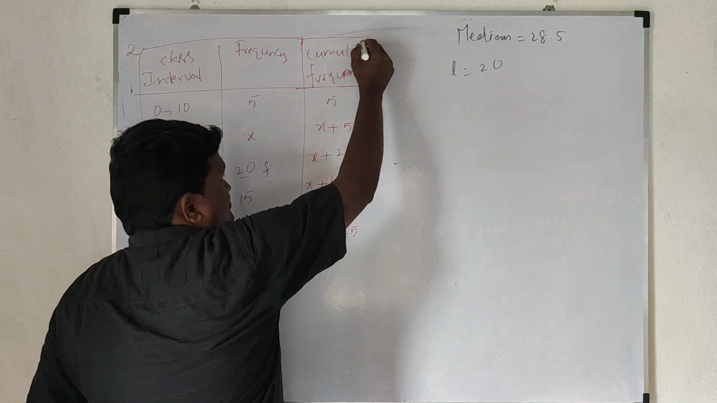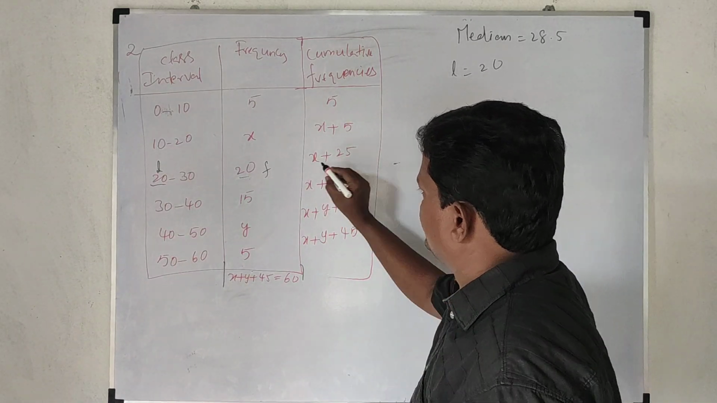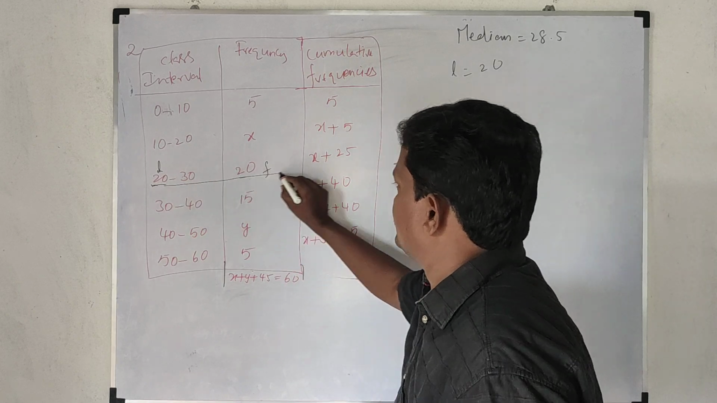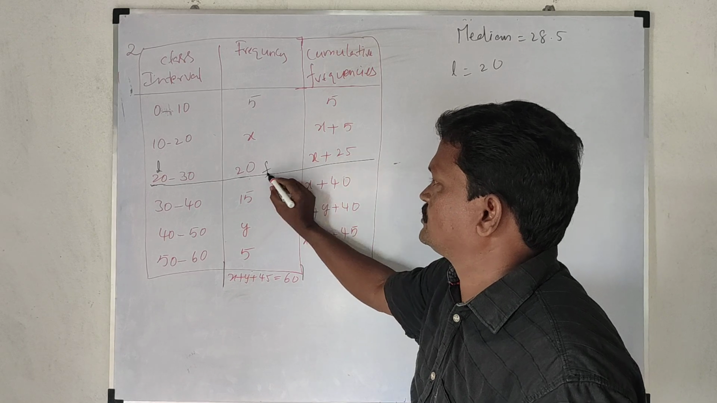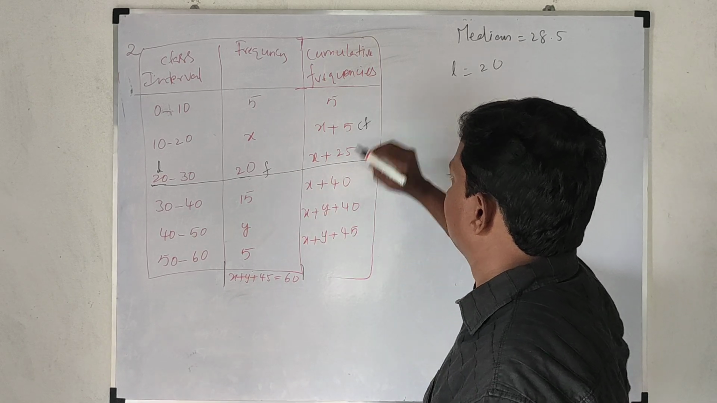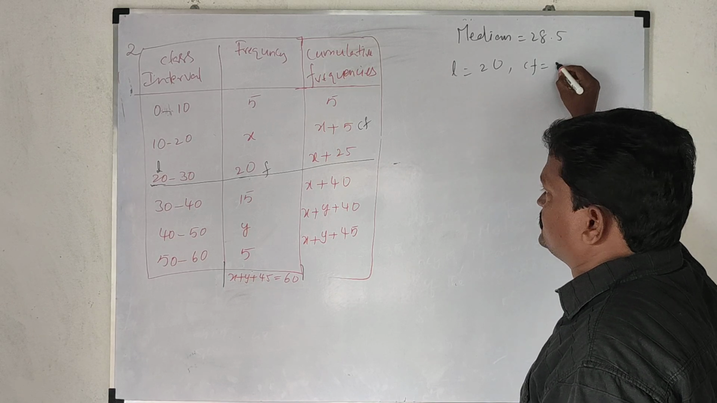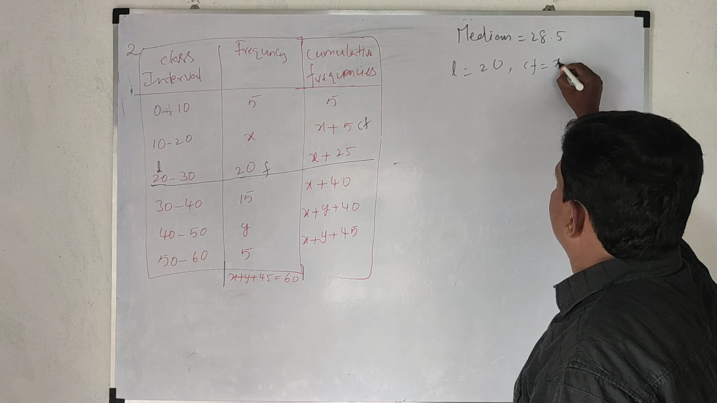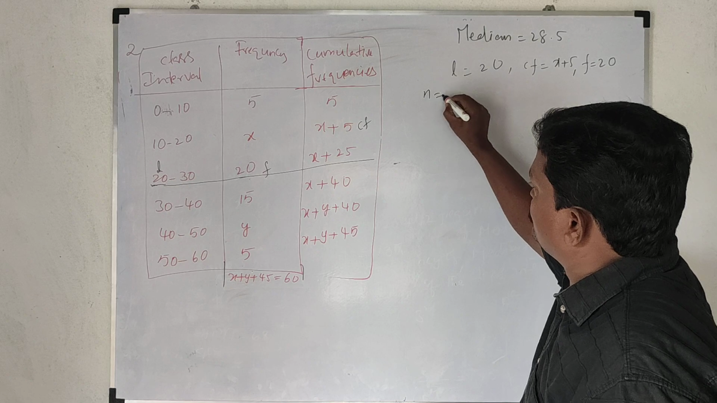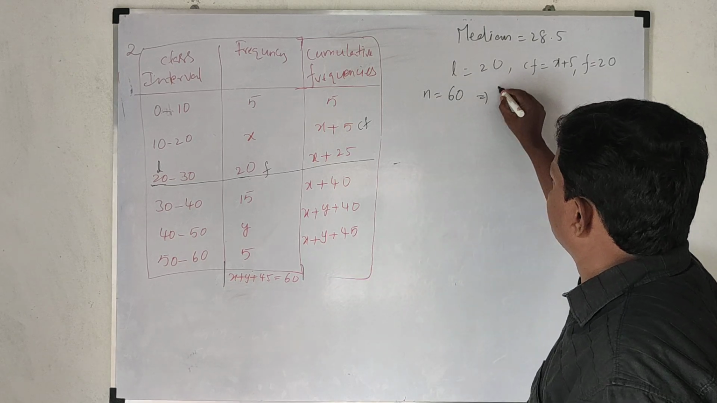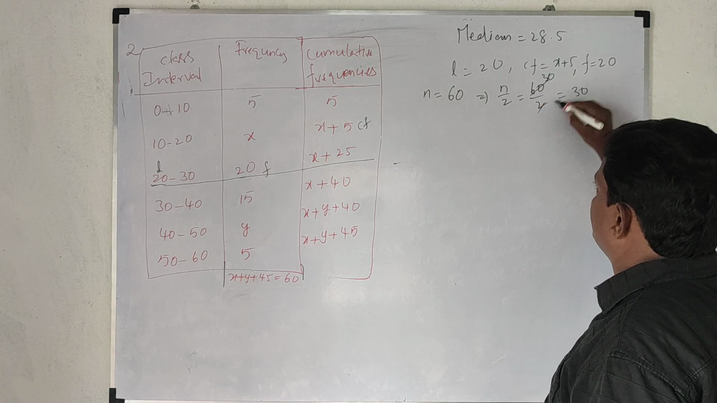Now let us see L. Then what is the CF here? This is the median class, and the CF is exactly the cumulative frequency above the median class. CF is equal to x plus 5. Then F is equal to 20. N is already given as 60, so N by 2 is equal to 60 by 2, which is 30.